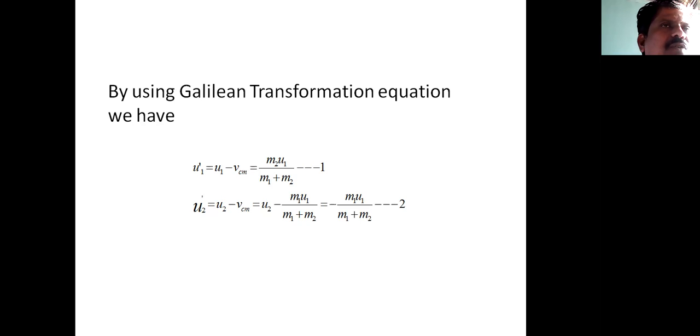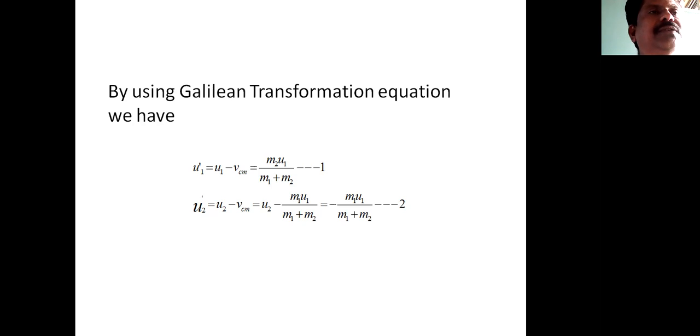So from this, what you have to conclude is U1 dash minus U2 dash equals U1 minus U2. That indicates the relative velocity between two particles in the laboratory frame and the center of mass frame is the same.